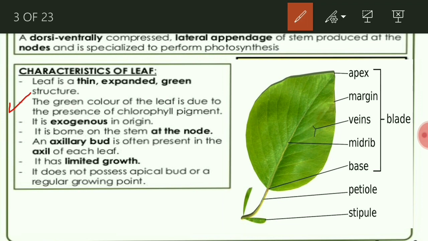It is exogenous in origin, मतलब leaf have external origin. It is attached at the nodal region and उसके axis पर you may see axillary buds. Leaf show limited growth and it does not possess an apical bud.